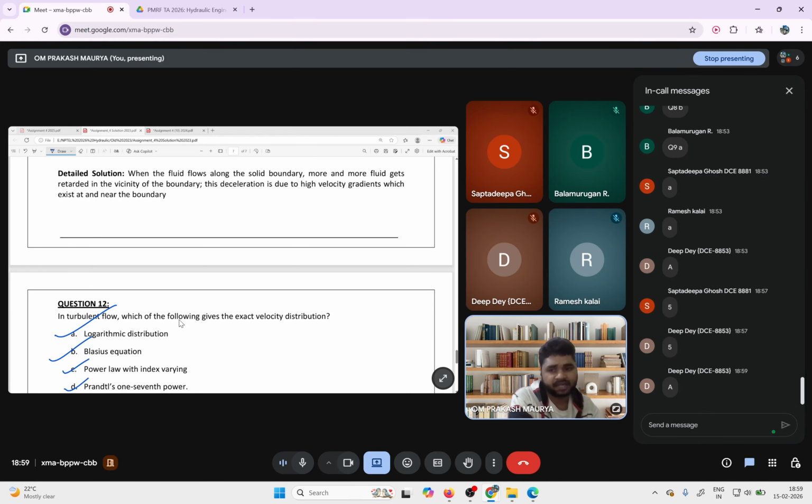Okay, Deep is telling A option, logarithmic distribution. Other students, please. Okay, Ramesh is telling A. Bala is also telling A. What about Ghosh? Yes, in turbulent flow, always the logarithmic distribution. Already we have solved this question.